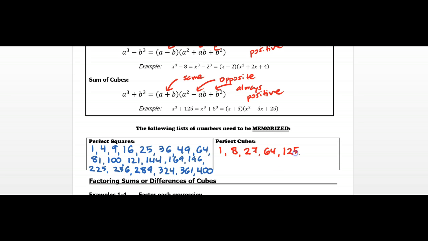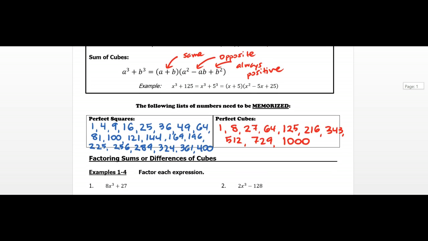125, which is 5 cubed. 6 cubed is 216. 7 cubed is 343. 8 cubed is 512. 9 cubed is 729. And 10 cubed is 1000. So those are your first 10 perfect cubes, and you also need to memorize those numbers and be able to recognize them as perfect cubes.